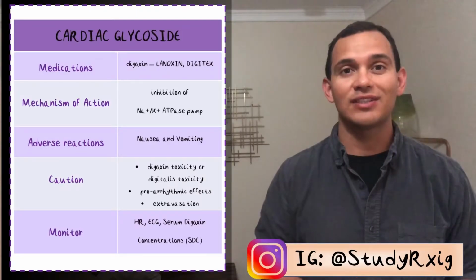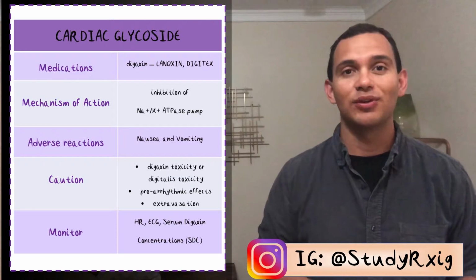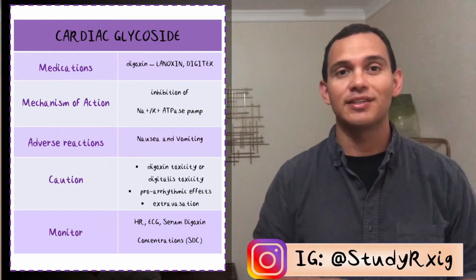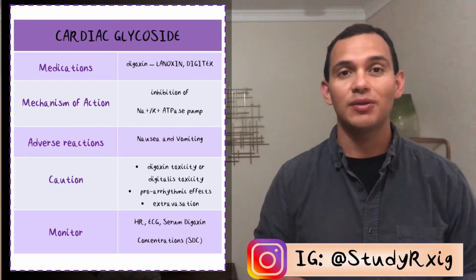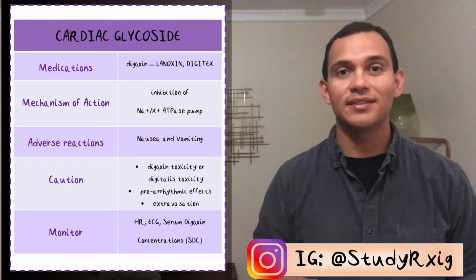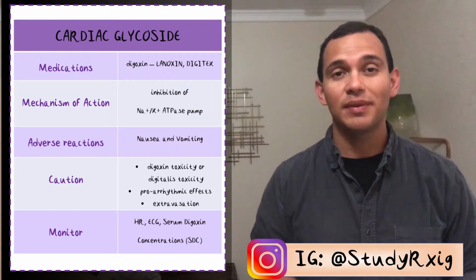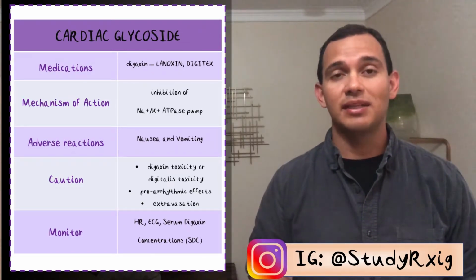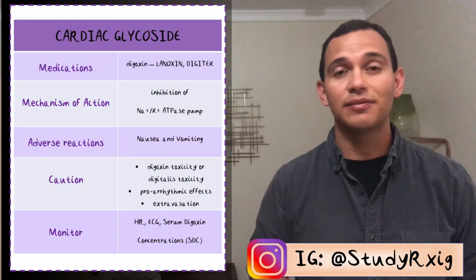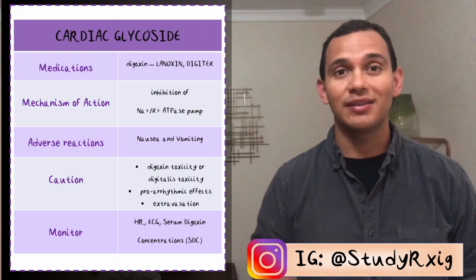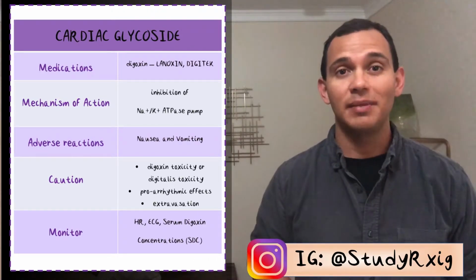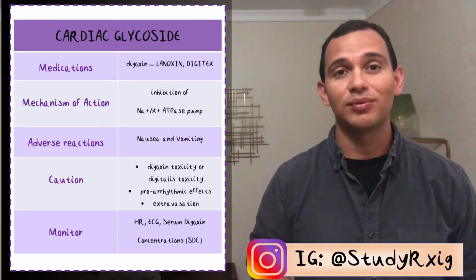For cardiac glycoside digoxin, the brand names are going to be Lanoxin or Digitek. The mechanism of action is going to be the inhibition of the sodium and potassium ATPase pump. This is going to increase intracellular sodium and increase calcium influx. This inhibition of the sodium and potassium ATPase pump leads to positive inotrope effects, which increase the heart's force of contraction and an increase in cardiac output, generally making the heart pump harder and thus improve cardiac output.